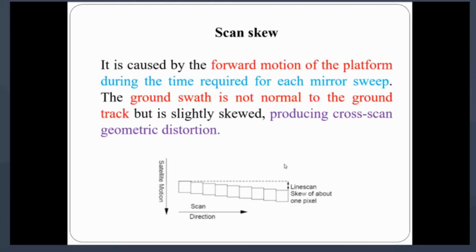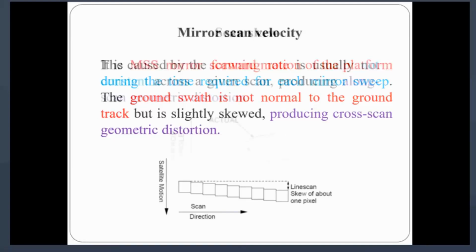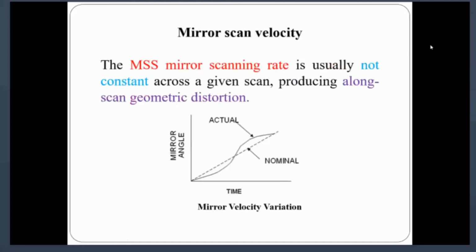So this is a cross section of, or cross scan geometric distortion. We call it scan skew. This happens only for across track scanning platforms. Then another could be mirror scan velocity.